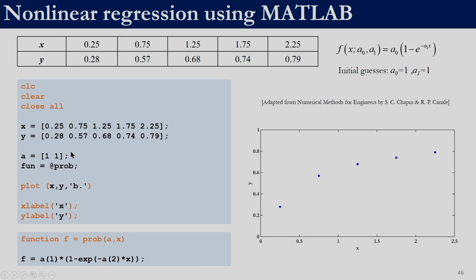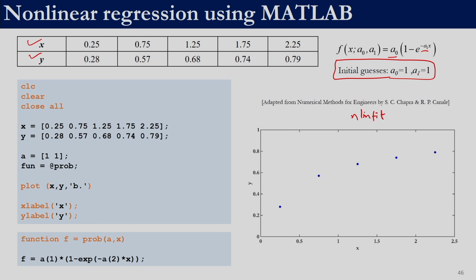In this case we have been given data x and y, and we have been asked to fit the model a naught times 1 minus e power minus a1 x. This nlinfit also requires an initial starting point. Just like for all nonlinear equations you need a starting point, for nonlinear regression also we need starting values. So, a naught is equal to 1, a1 is equal to 1. This is what we are going to start with. These are not optimal values, so that is the task of the function nlinfit, to come up with better values of a naught and a1.